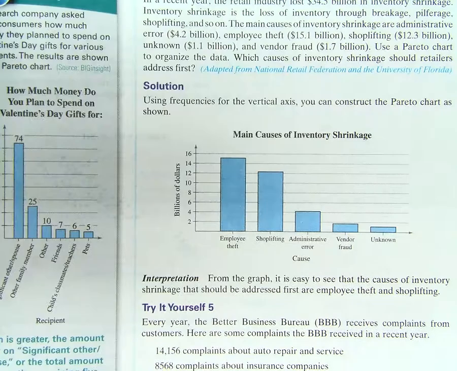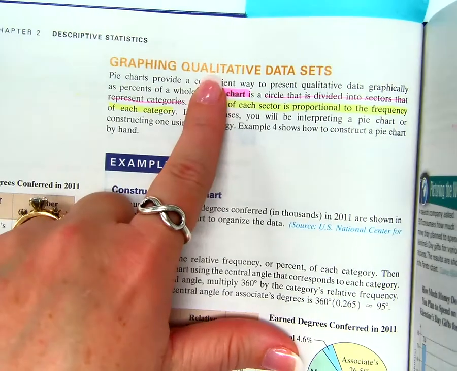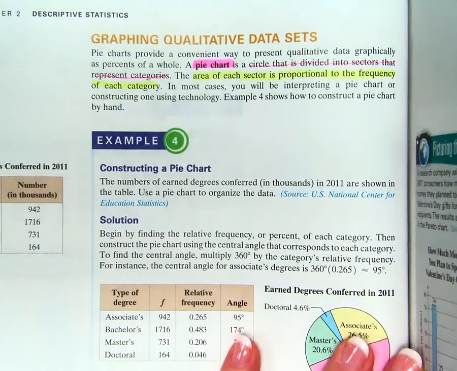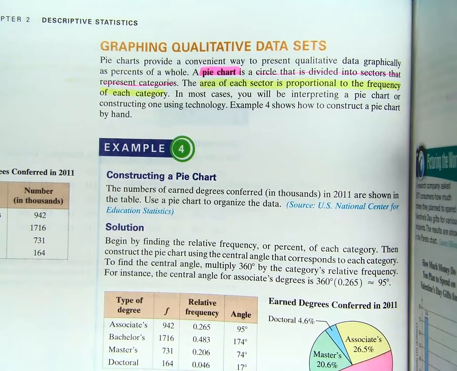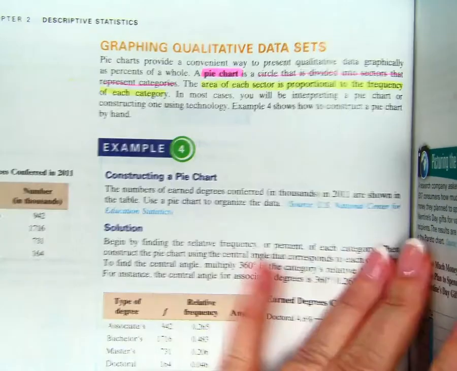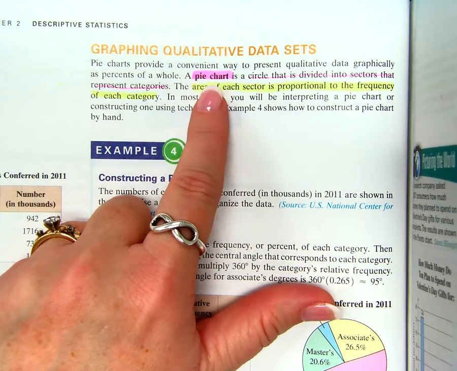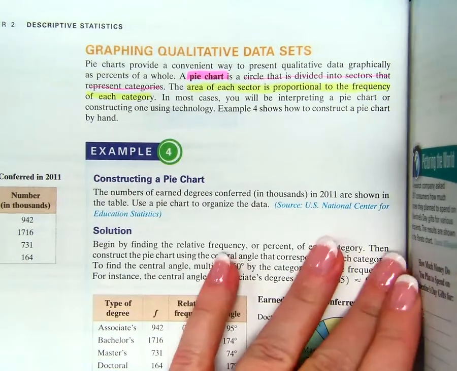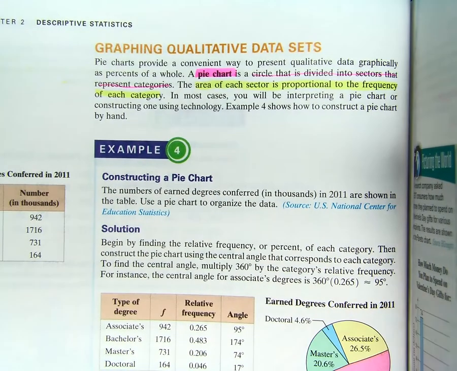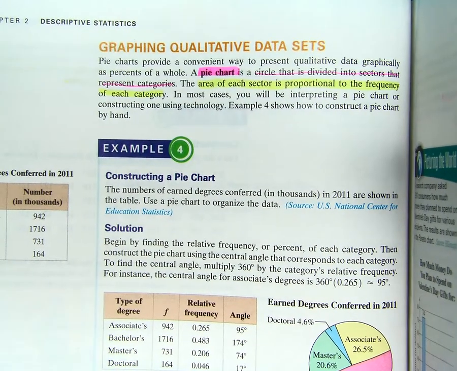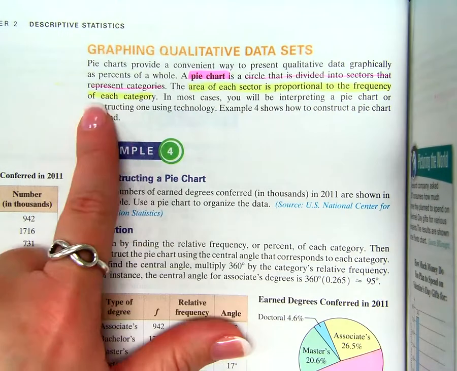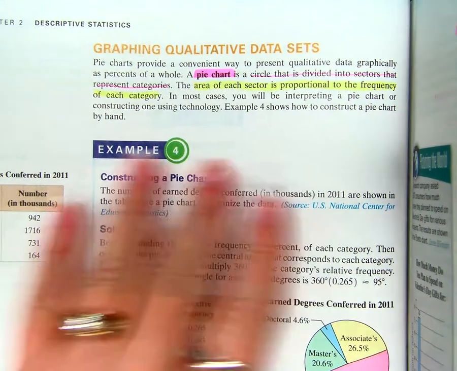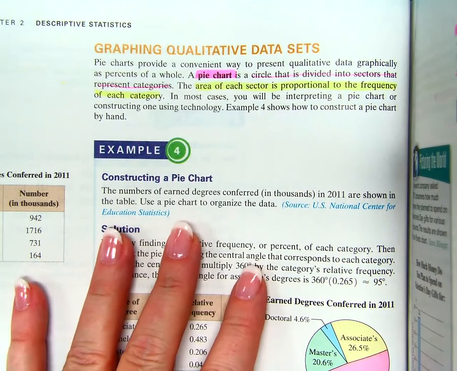Okay. The next kind of graph that we want to talk about talks about qualitative data sets. When we're talking about qualitative data sets, can we see all the individual entries? Not anymore. Okay. A pie chart is one of those possibilities, and you guys know that it's a circle that's divided into sectors that represent categories. Okay. The area of each sector is proportional to the frequency of each category. Kind of a little bit of the definition going on right there.